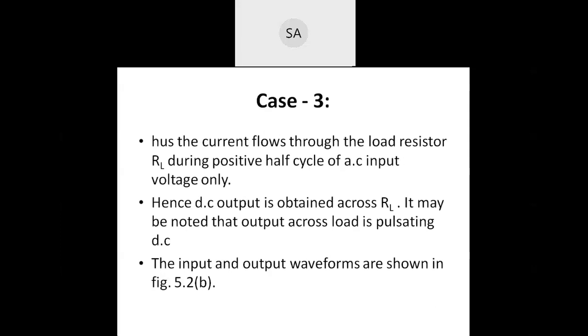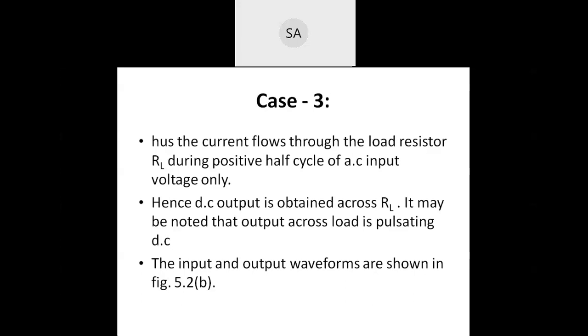So in case 3, the current flows through the load resistance RL during the positive half cycle of the AC input voltage only. During the positive half cycle of the input only, the current flows through the load because the diode is conducting. Hence, the DC output is obtained across RL. It may be noted that the output across the load is pulsating DC. It is not exactly pure DC. It is somewhat pulsating DC at the output of RL.